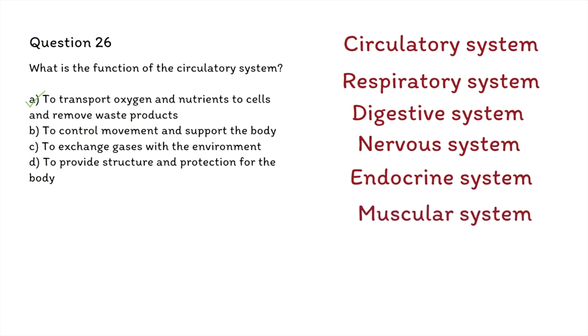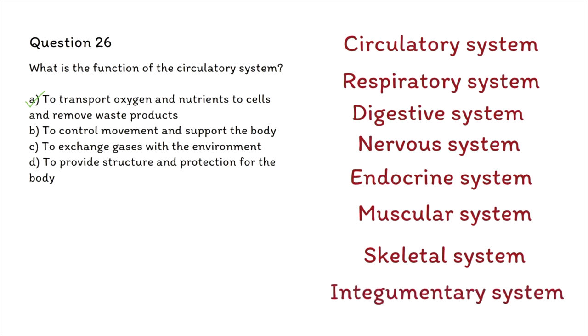Muscular system. This system allows the body to move and maintain posture. Skeletal system. The skeletal system provides support for the body and protects internal organs. Integumentary system. This system is responsible for protecting the body from external damage and regulating temperature.